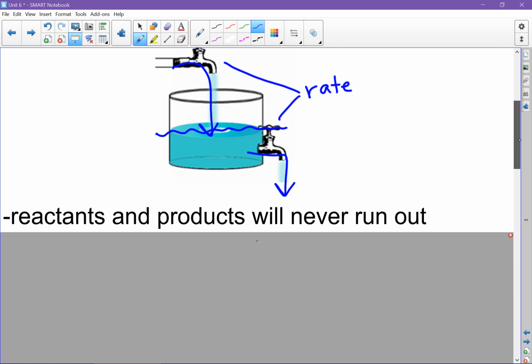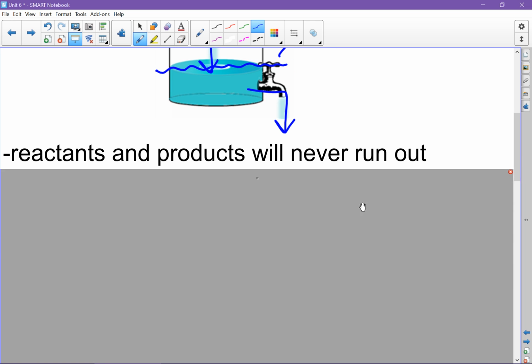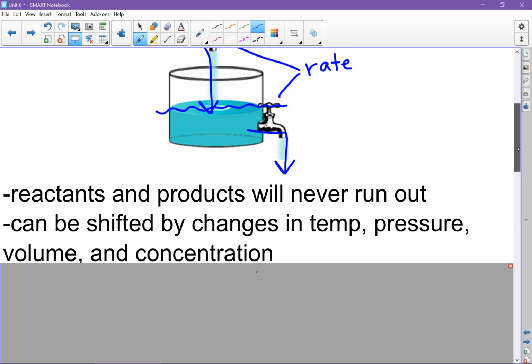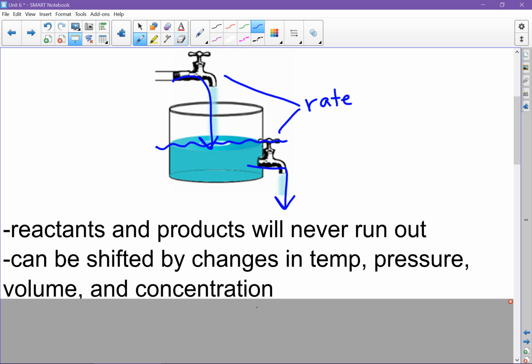So we can do what's called shifting the equilibrium. And there are a couple things that can do that. You can shift it by changing the temperature, the pressure, the volume, or the concentration. Some easy ones to think about would be, think about if I changed the volume of this container.